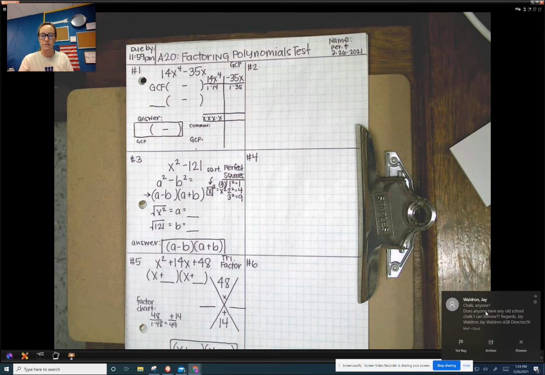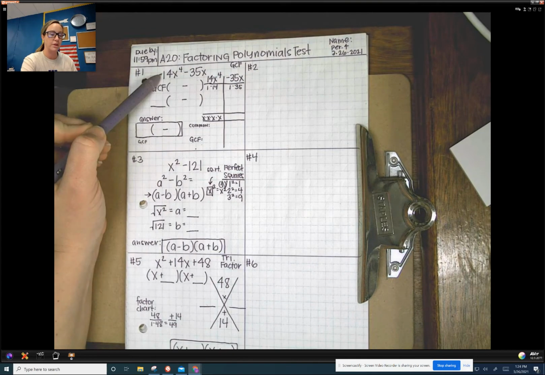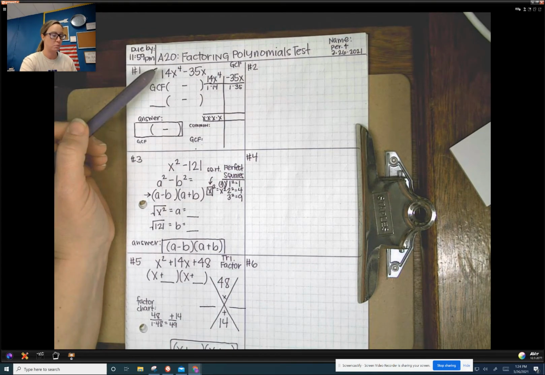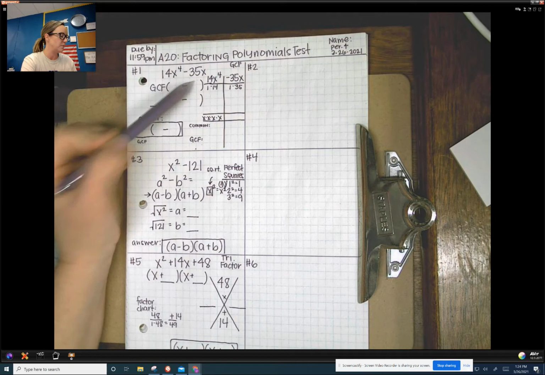I'm going to show you all of the things that you need to do in order to get full points. So on this first problem, this is actually the problem you're going to get. I'm giving you some help. You're asked to factor completely 14x to the fourth minus 35x.